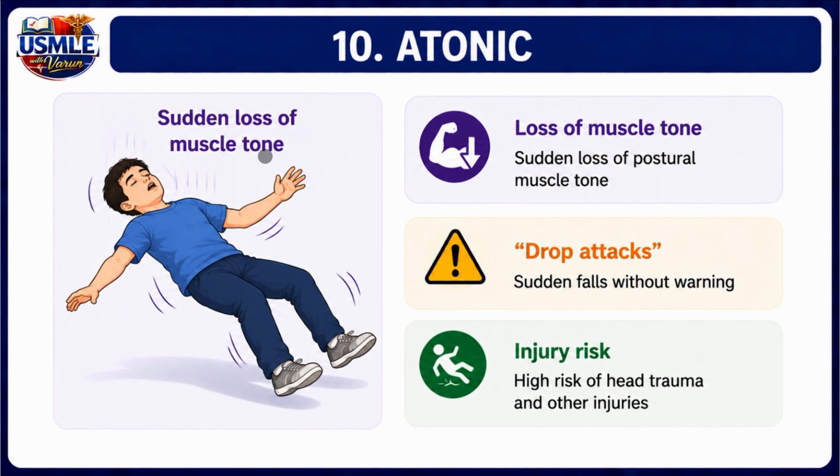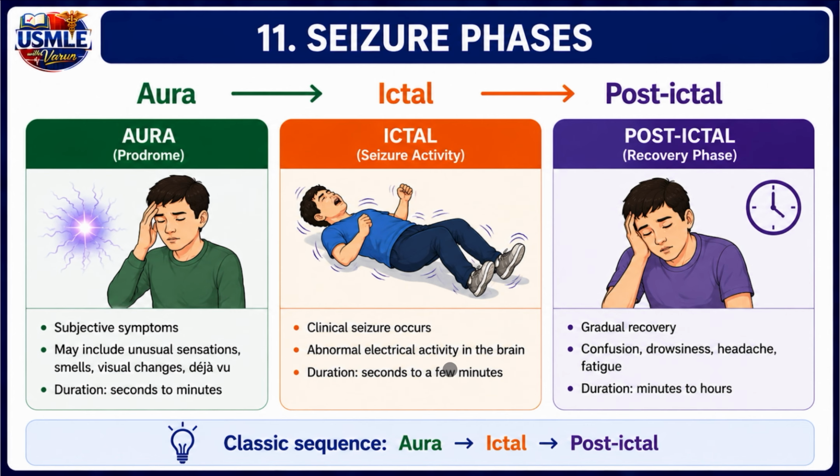Atonic seizures are caused by a sudden loss of muscle tone because muscle support disappears abruptly. Patients collapse to the ground without any kind of warning. They're often called drop attacks. The greatest concern in these patients is traumatic injury from repeated falls. In atonic seizures, there is loss of muscle tone, which leads to sudden loss of postural muscle tone, and this eventually presents with drop attacks, sudden falls without any kind of warning, and there's a risk of injury whenever there is a drop attack. High risk of head trauma and other injuries are a possibility.